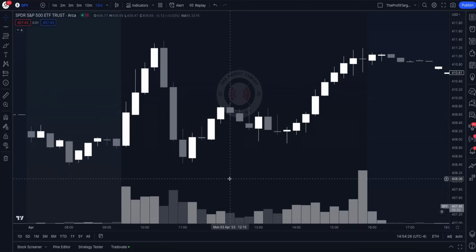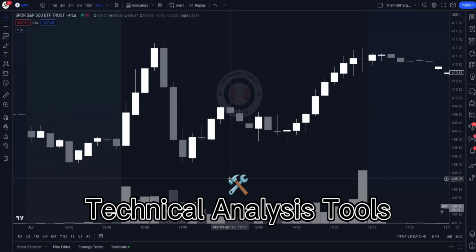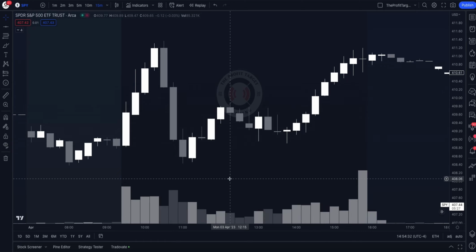These areas can be identified using various technical analysis tools, such as trend lines, moving averages, and Fibonacci retracements. When a support level is broken, it can become a new resistance level, and when a resistance level is broken, it can become a new support level. This is because traders who previously bought at the support level may now sell at the resistance level, or traders who previously sold at the resistance level may now buy at the support level.